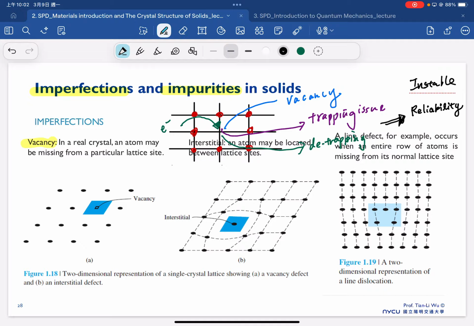So another one that is very often seen is what we call the interstitials. The interstitial is where you have the original atoms, but suddenly there are additional atoms placed in a region that should not have any atoms. That's what we call interstitials. That also creates a certain problem for our materials, and in the end causes electrical reliability issues.